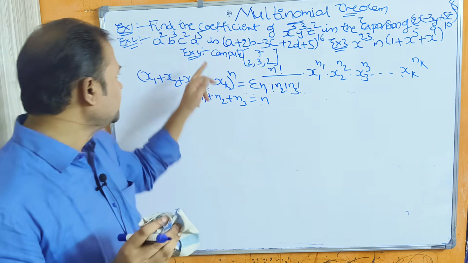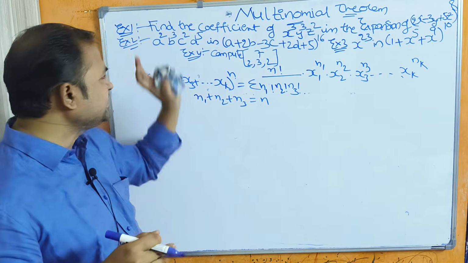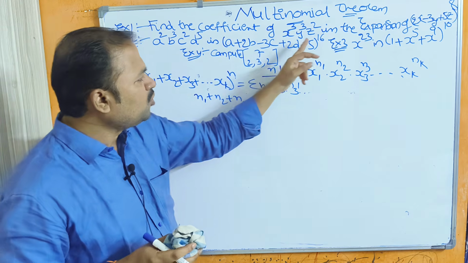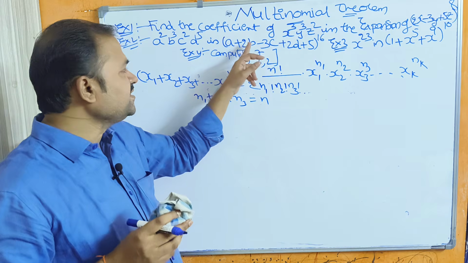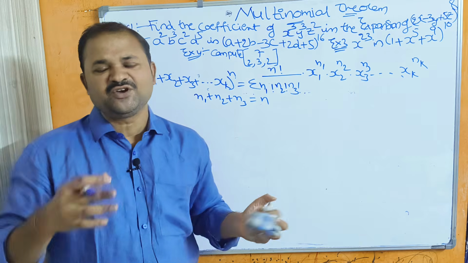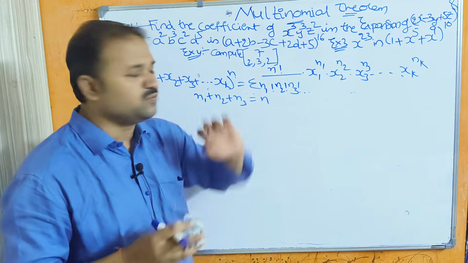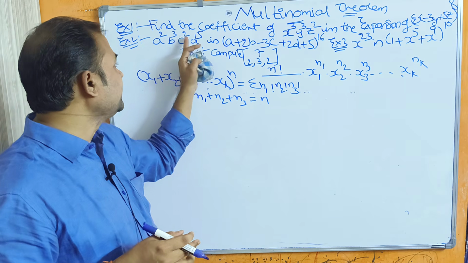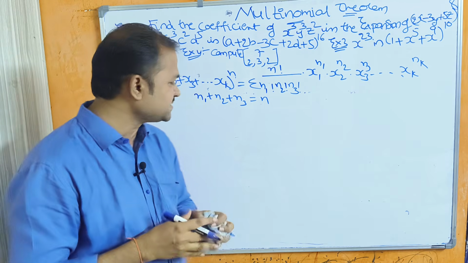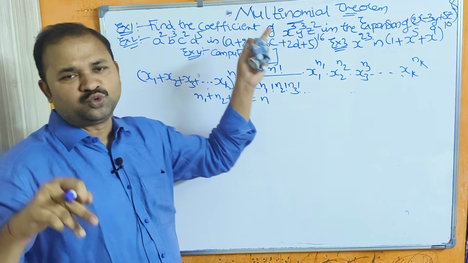Here the problem is we have 4 exponents. We need to find out the exponent of a, b, c, d. But here we have how many terms? 1, 2, 3, 4, 5. So we have n1, n2, n3, n4, n5. But we have only 4 exponents given. But we know the formula n1 plus n2 plus n3 plus n4 plus n5 equal to n. So we know the n value, so directly we can find out n5. n1 equal to 2, n2 equal to 3, directly we can find out. It may be either plus or minus. So n5 will become n minus (n1 plus n2 plus n3 plus n4).